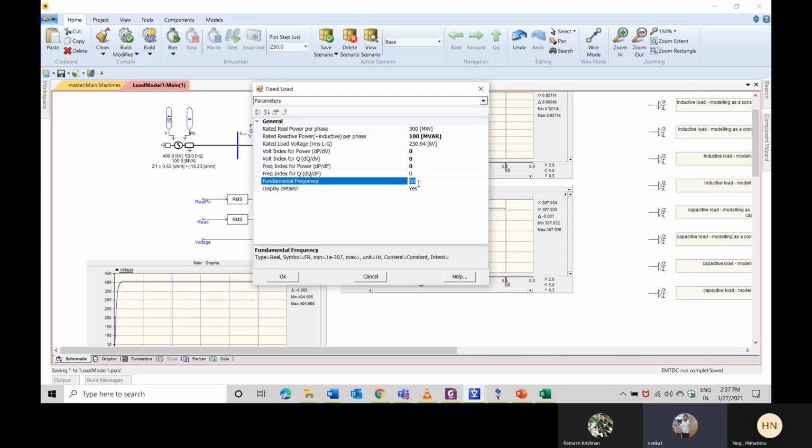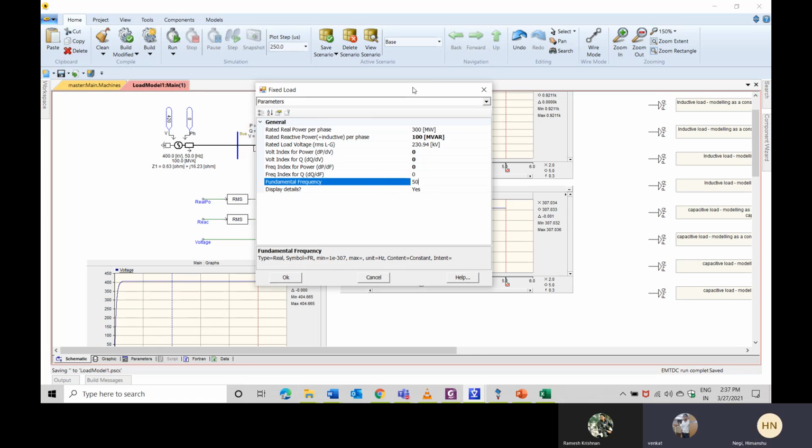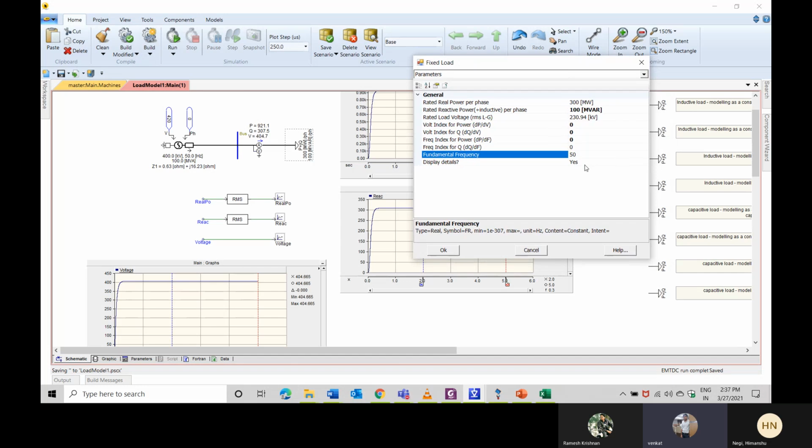And then the other thing is we have to set the fundamental frequency for this. The fundamental frequency is 50 hertz here. If you want to display the details of MW and MVAr outside, then you can keep it as yes here. And here we don't need to put any frequency index and power index, because, as I said, we have not modeled the exciter and governor model.